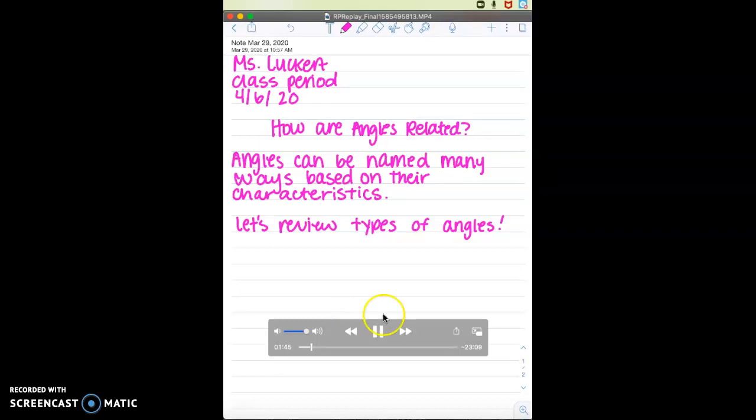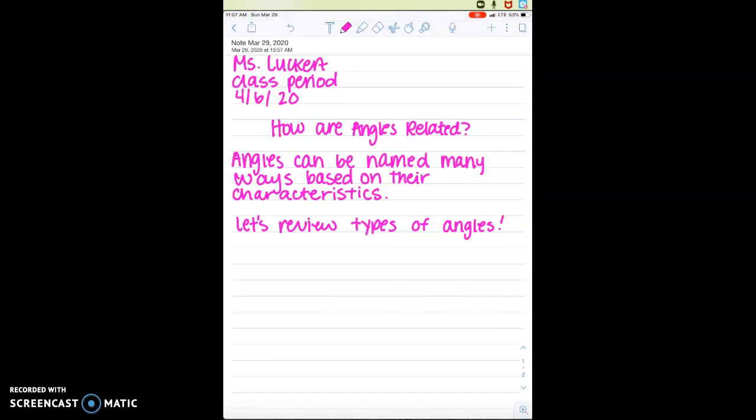So the first kind we're going to talk about is an acute angle. An acute angle is any angle that is less than 90 degrees. So that means it could be like 89.9 degrees. It's still going to be an acute angle unless it is exactly 90 degrees. Okay, so any number less than 90 is going to be an acute angle. Even if it's super, super close to 90, if it's not at 90, it is still an acute angle.